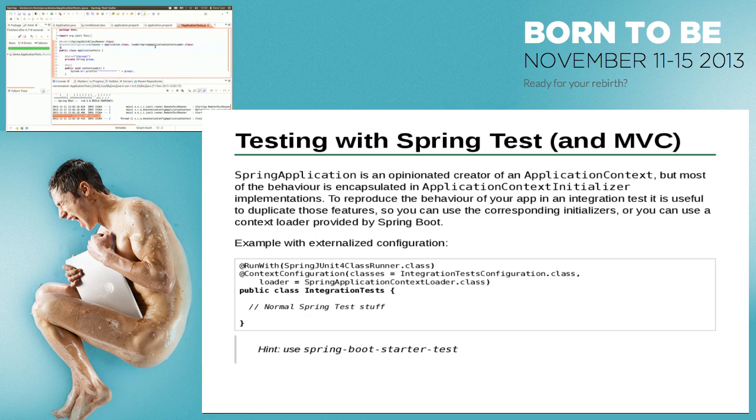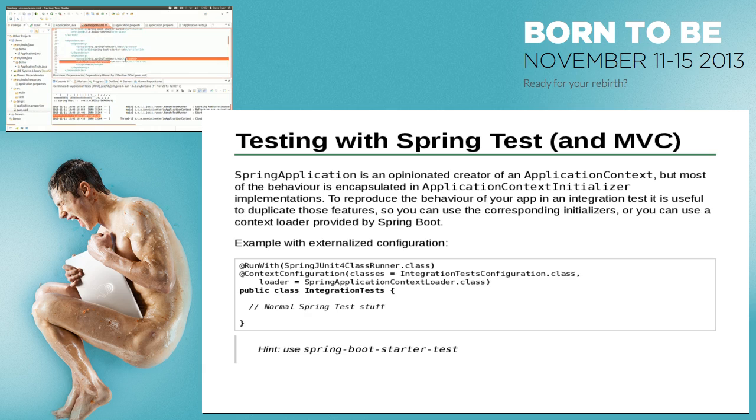Interestingly, if you want to do web MVC, how do you do that? Web app configuration. There you go. So if you want to do a Spring MVC test, all this stuff is included on the class path in the starter test. Okay, that one.